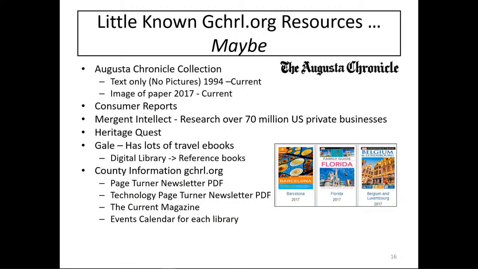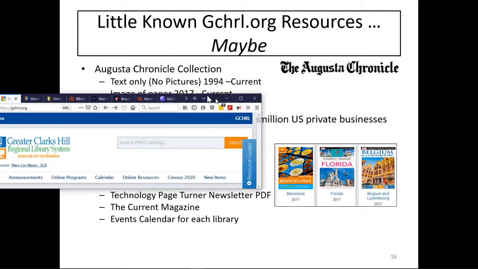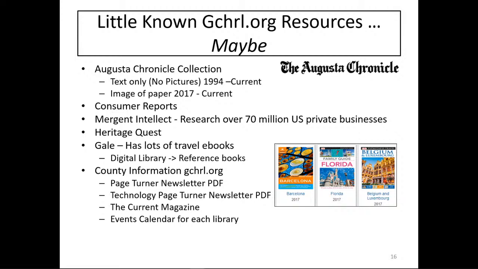Okay, so let's go ahead and talk about some of our lesser known services that we have here at the library. Things that you, researching for this class, may not realize are available. So let me show you this. One of them is accessing the Augusta Chronicle. The last time I looked, it's from 1994 to current. Text only, no pictures. Access with images of the paper is available from 2017 to current. Do realize that most of our libraries do have a bit of a resource of back newspapers. The largest one, or the one that goes furthest back, should be the Augusta Library downtown.